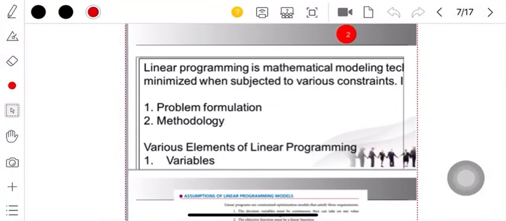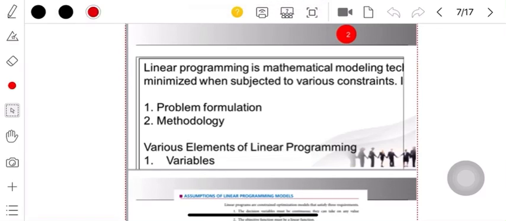Hello dear student. In the previous class I discussed the introduction of linear programming. Now I'm going to discuss the methods to solve a linear programming problem. In this lecture I will be discussing the various types of methodology used to solve a linear programming problem, and also what the methods are and what the various steps are.